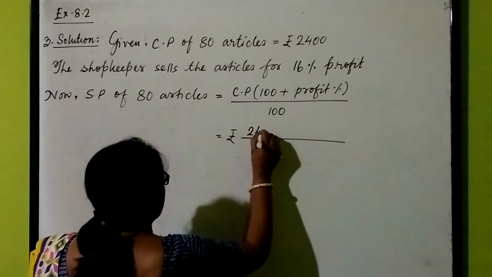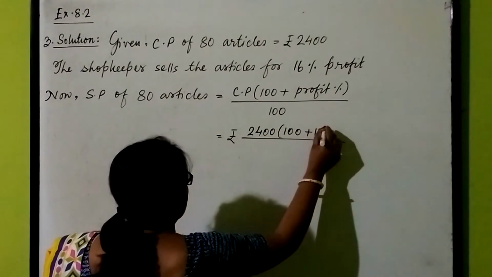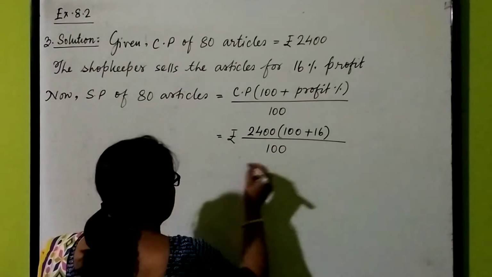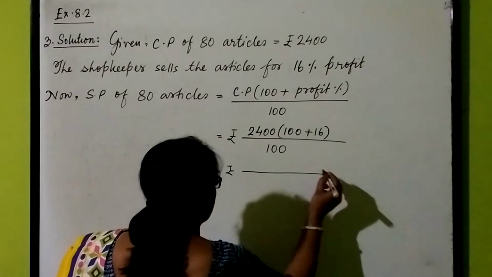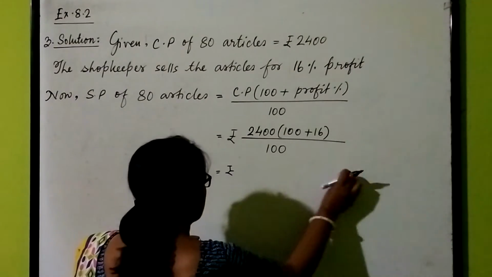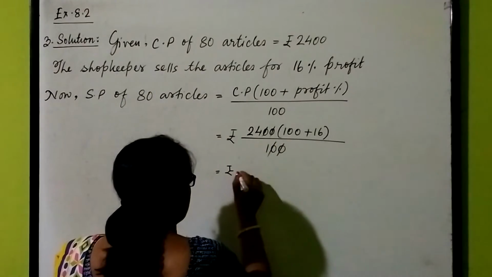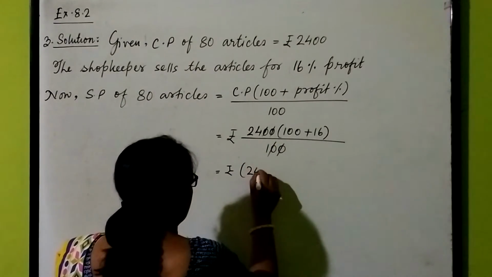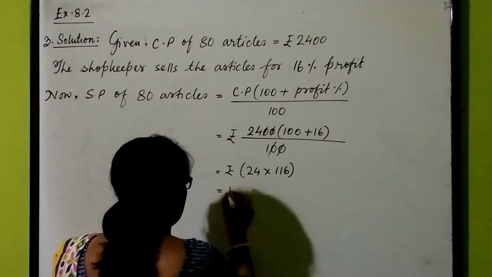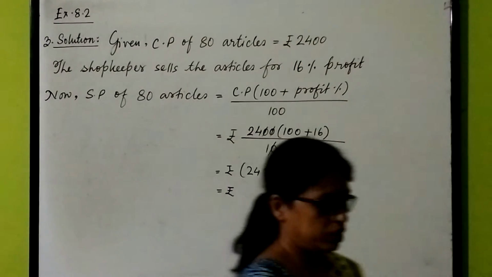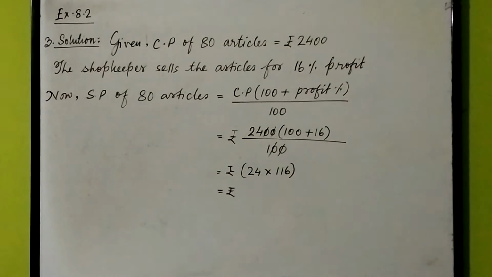SP of 80 articles equal to CP, which is 2400, into 100 plus 16 by 100. Let us see what will come out. Here 2 zeros cancel. Equal to 24 into 116 equal to rupees. Let us calculate and see what comes as the answer. Clear?